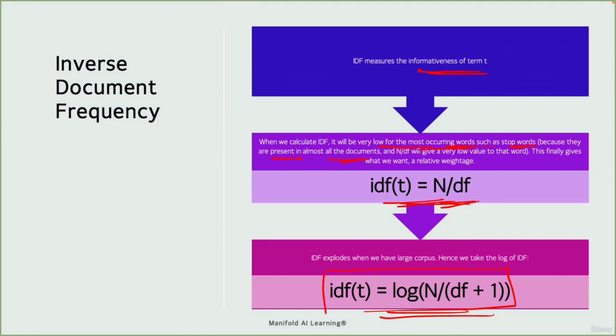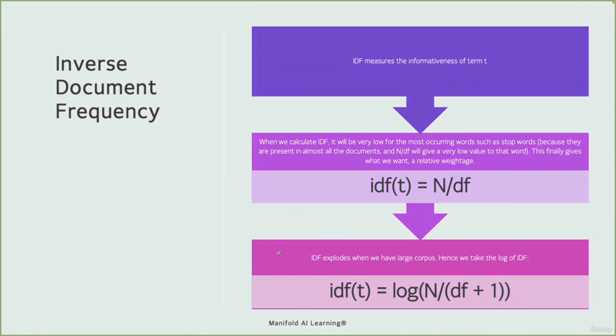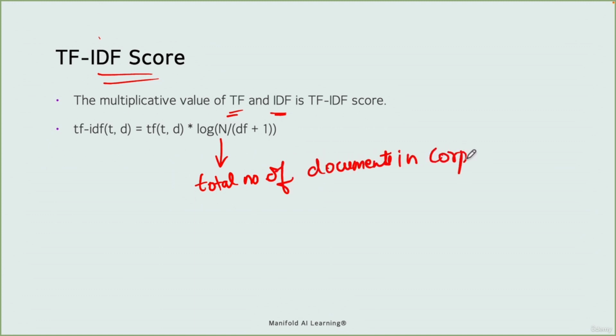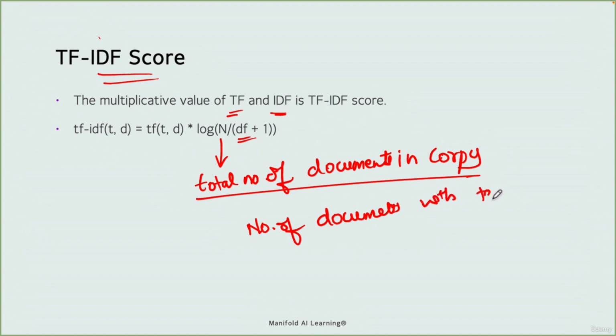So the inverse document frequency of a term t is given by log of n divided by df plus 1. Once I have the IDF of a term as well as the term frequency, I multiply them together to arrive at the TF-IDF score, which is term frequency of t comma d multiplied with log of n divided by df plus 1. Here n is the total number of documents in a corpus, and df refers to the number of documents with term t. This is how we calculate the TF-IDF score.